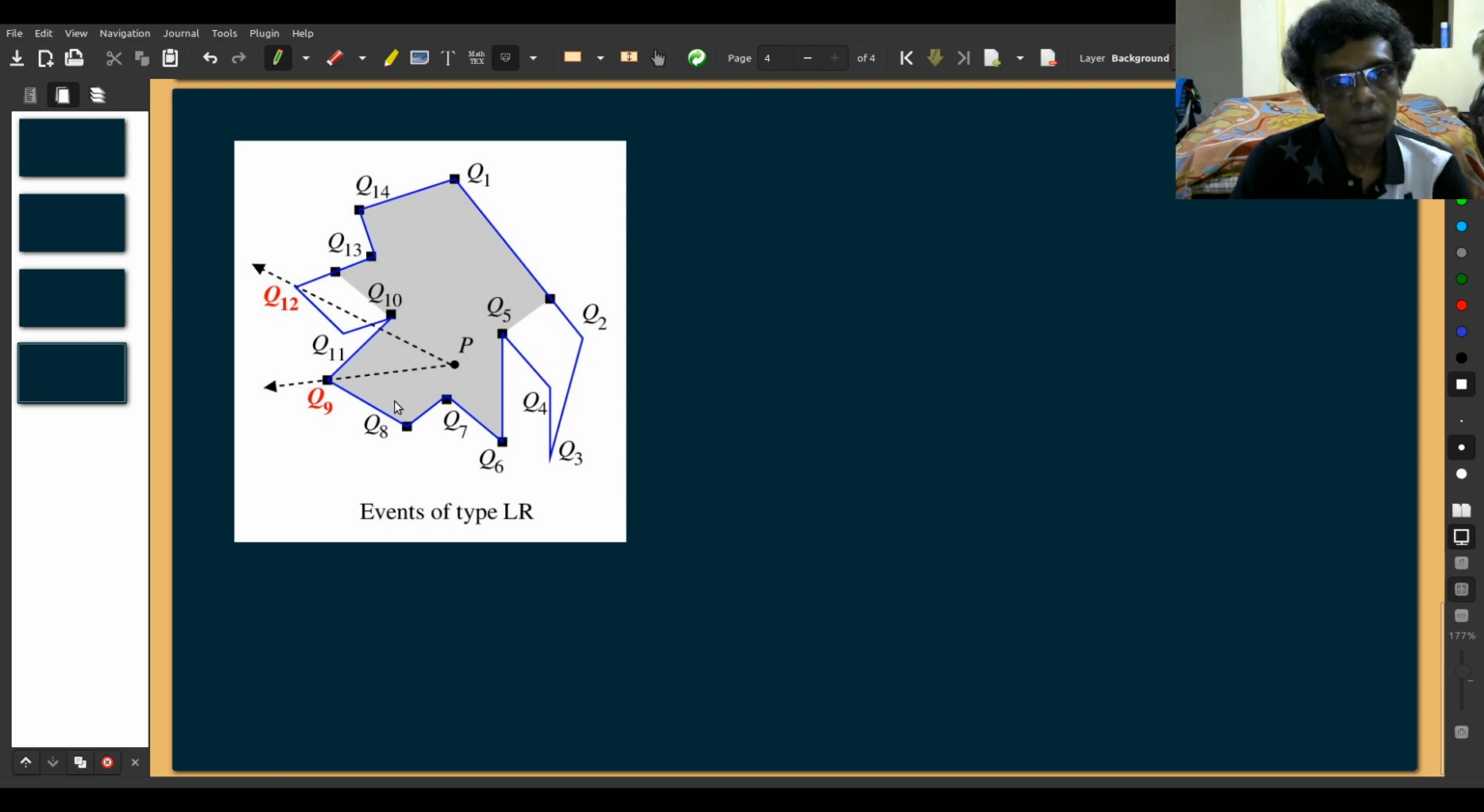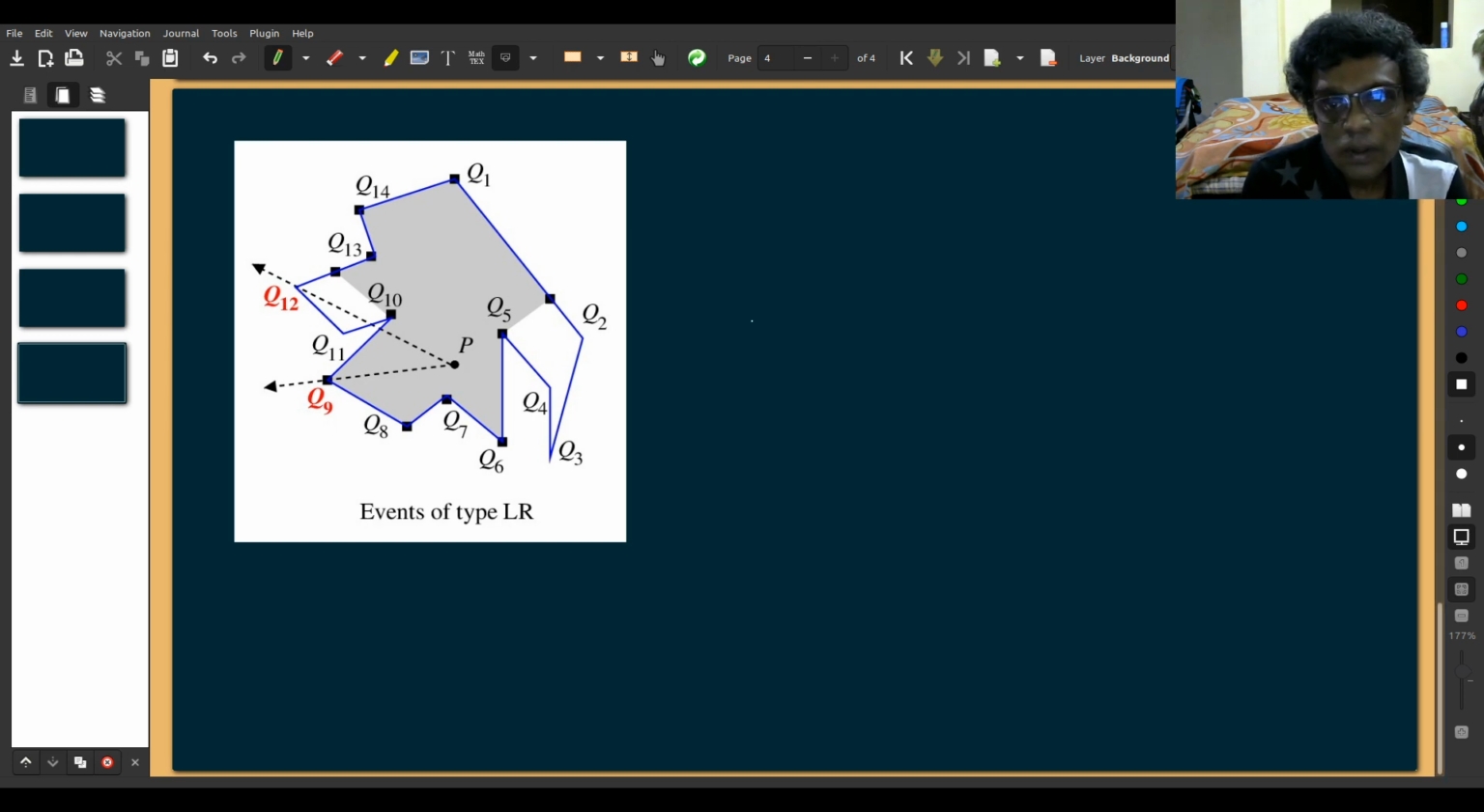Okay. So here we see two instances of the event LR. Previous one is to the left, next one is to the right. Here also previous one is to the left, next one is to the right. Q1 is another such thing, Q2 is another such thing, but anyway, these two examples are good enough. So this is an event of type LR. So what we will do, this is left, right.